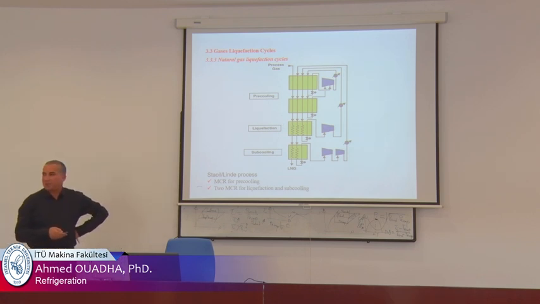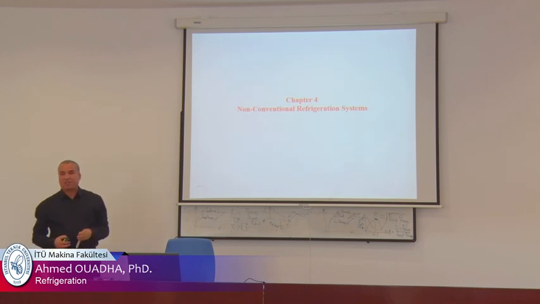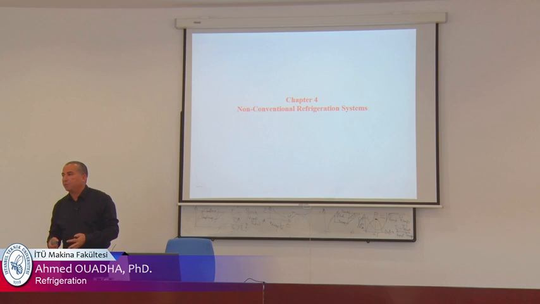So if there is no question, we pass to the last part. The last part is the non-conventional refrigeration systems. You know the problem occasioned by the utilization of refrigerants that damage the environment through ODP and GWP. We talked yesterday about this problem. So there are two tendencies: using friendly refrigerants like hydrocarbons or natural refrigerants, or using another concept for the refrigeration.